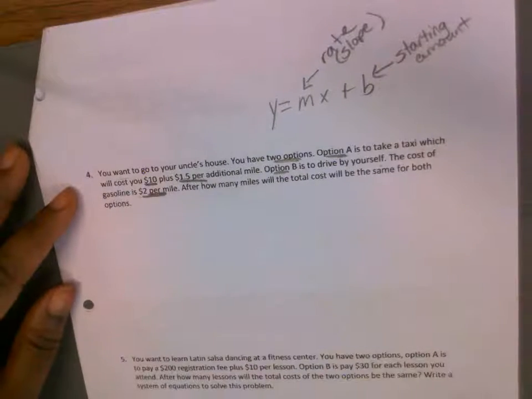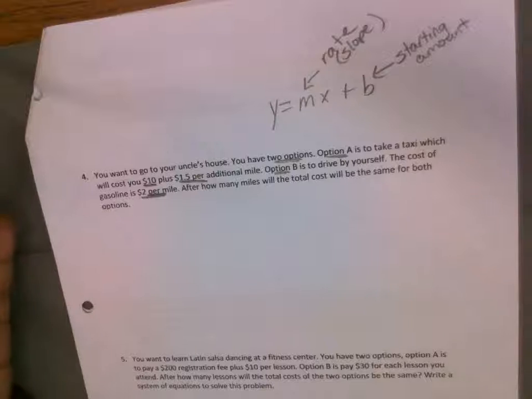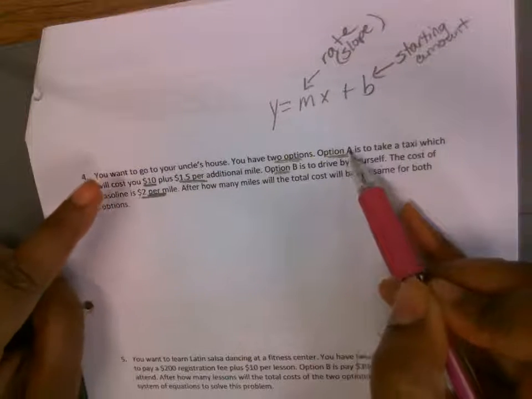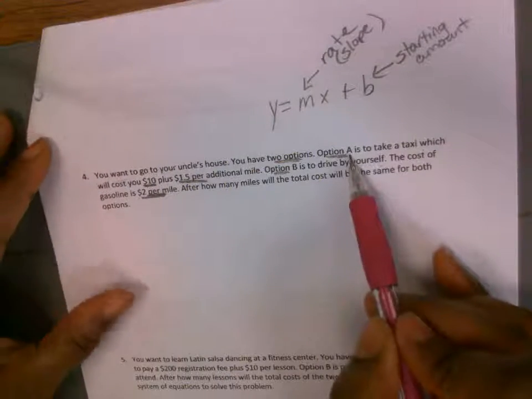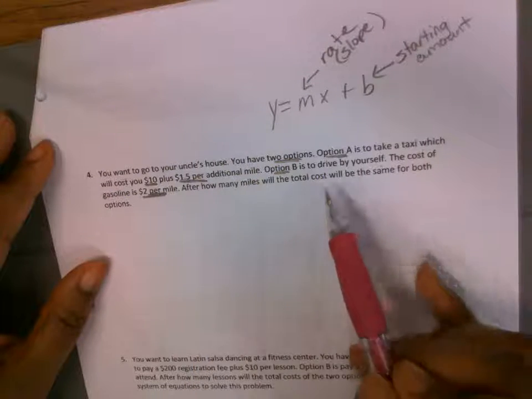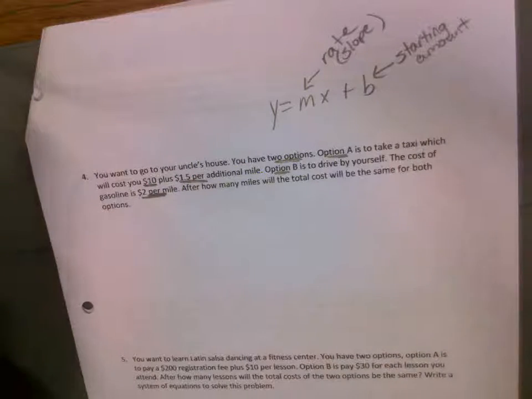After how many miles will the total cost be the same for both options? This is a system of linear equations because both situations A and B have a constant rate. In A, the rate is consistent, and in B, the rate is consistent. That makes them both linear equations.